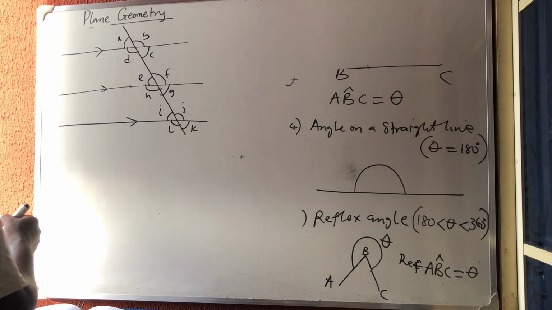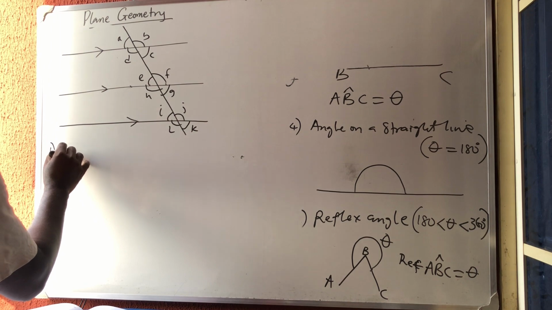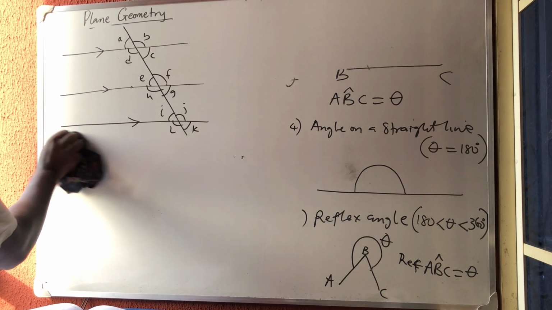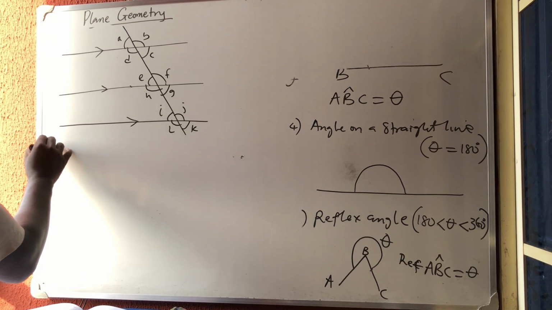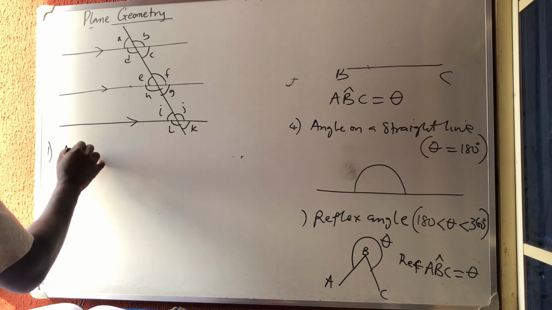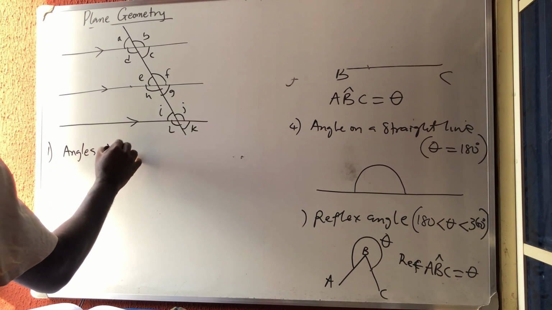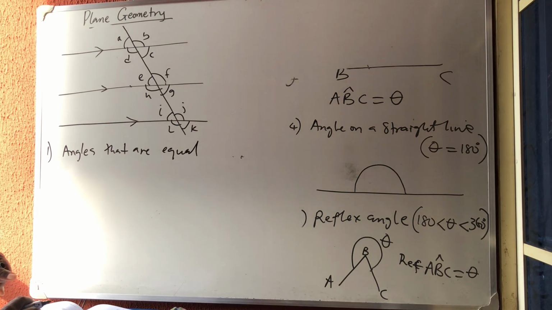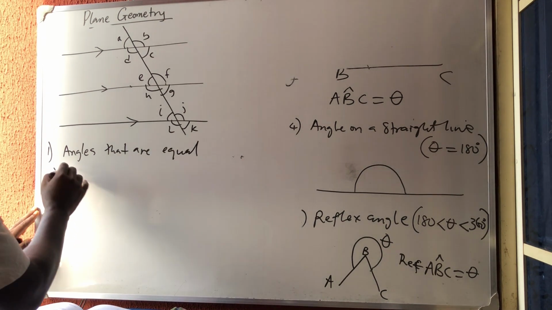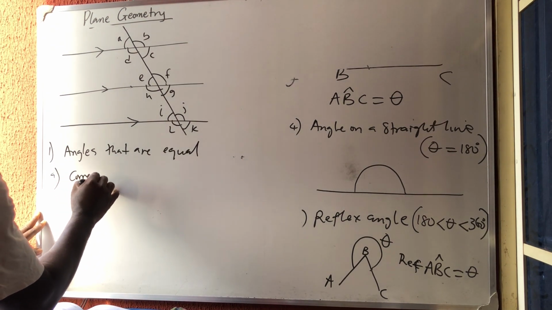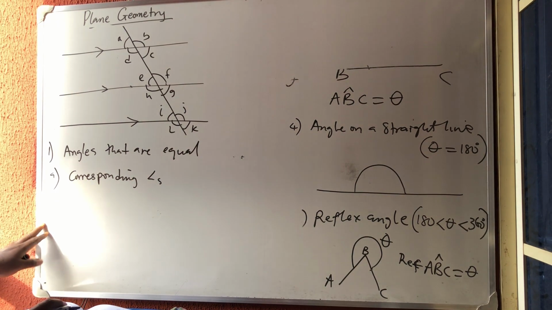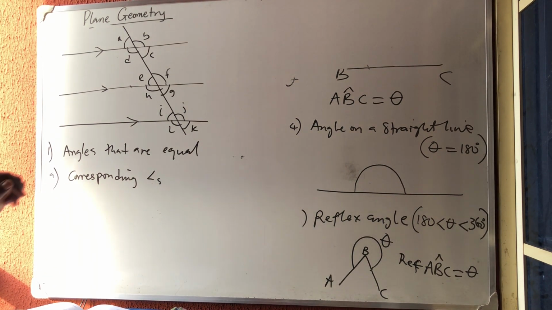corresponding angles. The first one we want to look at is corresponding. Let's talk about those ones that are equal. Angles that are equal. Yes, let me call it number 1. Angles that are equal. Here, the first angle that is equal is called the corresponding angle. Don't forget that this can be represented with angles.